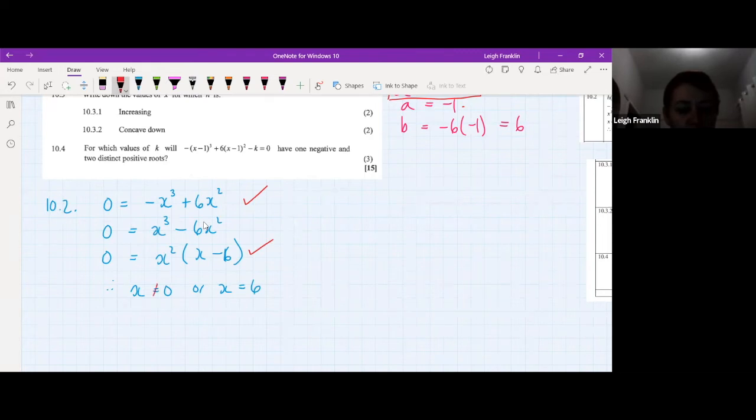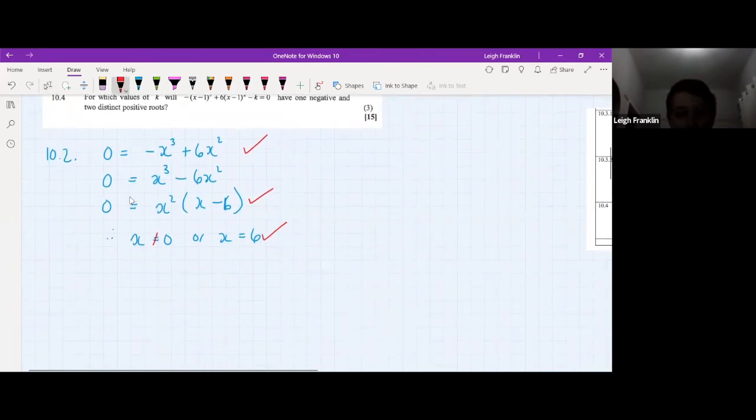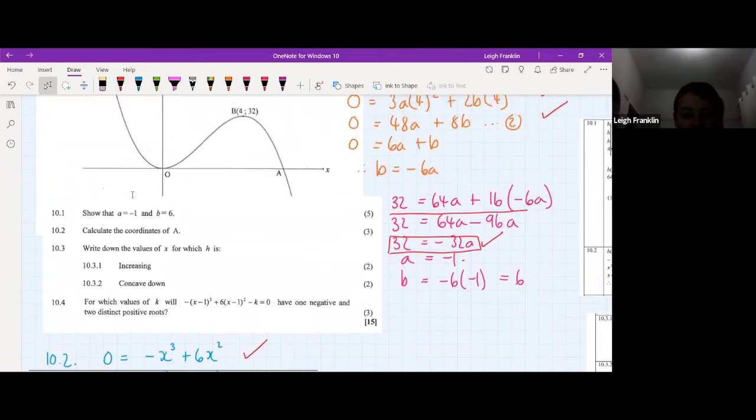And then we're not going to choose that answer. We're going to choose this one, because at A, x is equal to 6. And they wanted the coordinates. So let's just write those down like that. Okay, everybody happy with that? So 3 marks there.